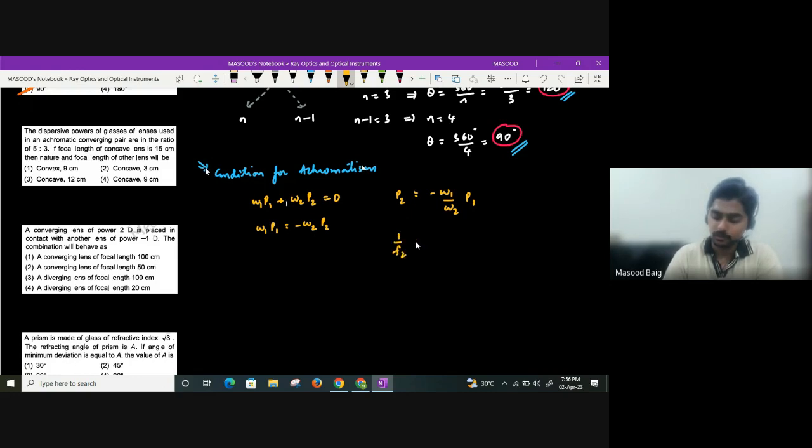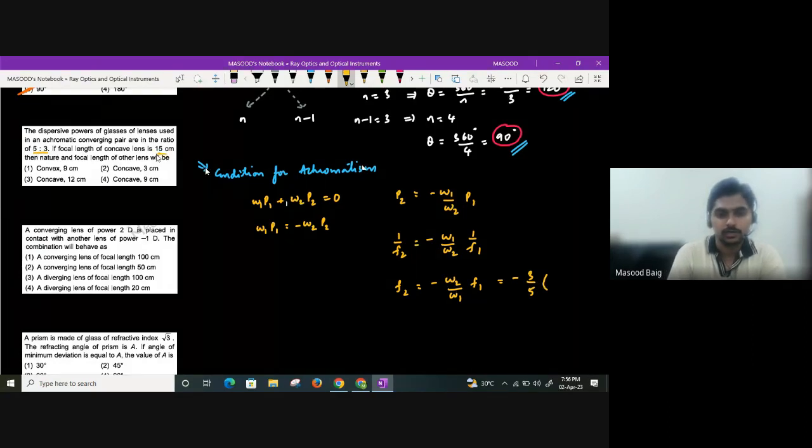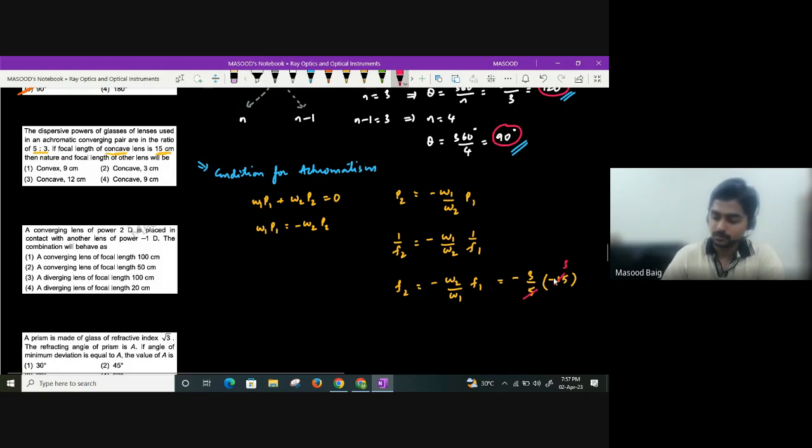So what will I get here? 1 by f2 will be minus of omega 1 by omega 2 into 1 by f1, or the f2 value I can write as minus omega 2 by omega 1 into f1, guys. So the omega 1 by omega 2 value is given as 5 is to 3. So what will the omega 2 by omega 1 value be? 3 is to 5. One of the focal lengths is given as 15 centimeters, but it is concave. For a concave lens, the focal length will always be what, beta? Negative, right? So you will get 5 ones, 5 threes, minus into minus will become plus. So what will I get as the value of f2? I will get it as plus 9 centimeters.